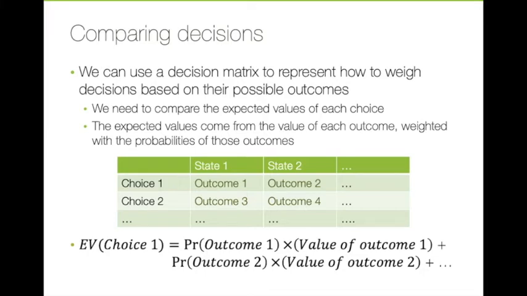To get the expected value of a choice, say choice 1, we add up the products of the outcome's value and the chance of that outcome occurring for each of the outcomes that could occur associated with making that choice. For choice 1, we have outcome 1, outcome 2, and so on. There might be more possibilities.